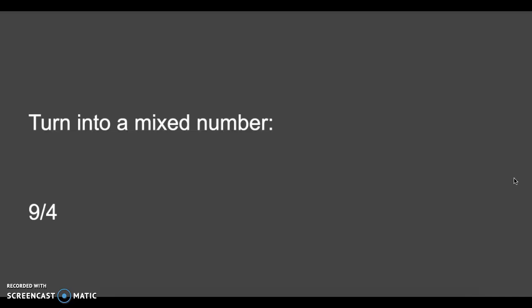So you're going to start by turning this into a mixed number. Then turn this one into a mixed number. This is 28/3. -11/4. Turn it into a mixed number. The negative goes in front of the whole number.